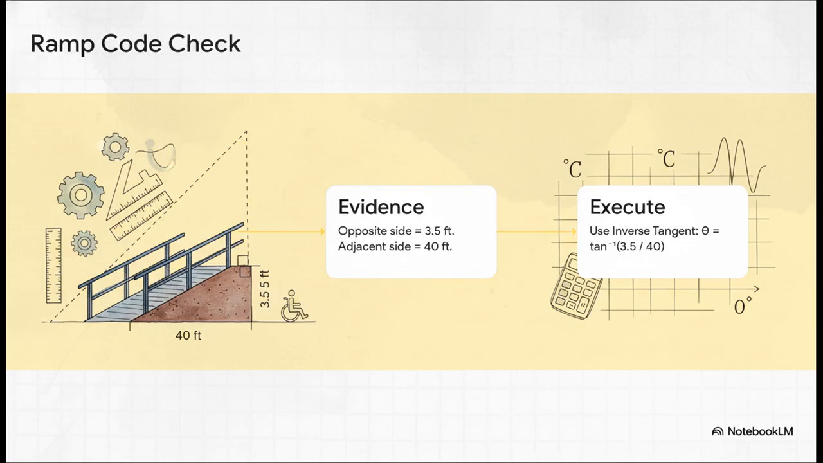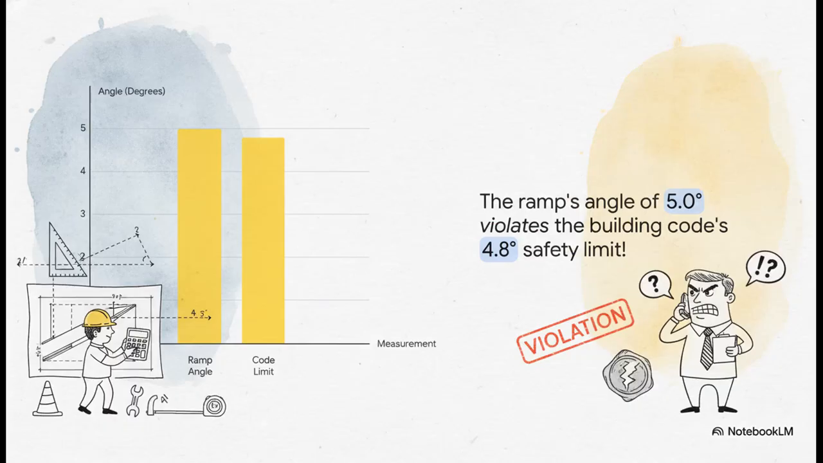We've got the opposite and adjacent sides, so we'll use inverse tangent. We plug that ratio, 3.5 divided by 40, into our inverse tangent function, and the calculator spits out an angle of 5.0 degrees. Well, since 5 degrees is more than the 4.8 degrees safety limit, this ramp is a violation. Looks like somebody needs to call the architect.